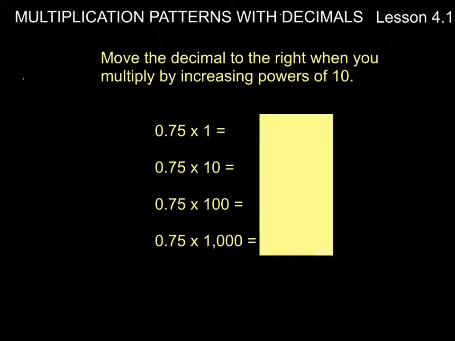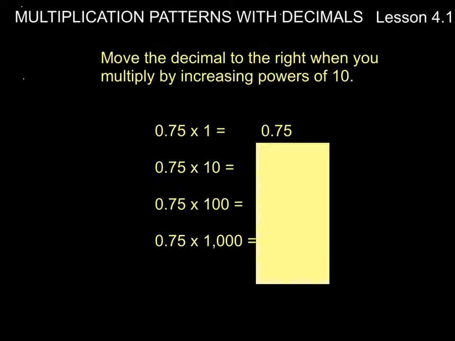All we need to do to solve this is move the decimal to the right when we multiply by each increasing power of 10. When we multiply 75 hundredths by 1 whole, we are using the identity property. Therefore, the solution is 75 hundredths.